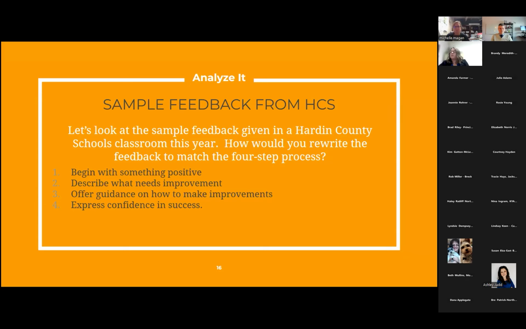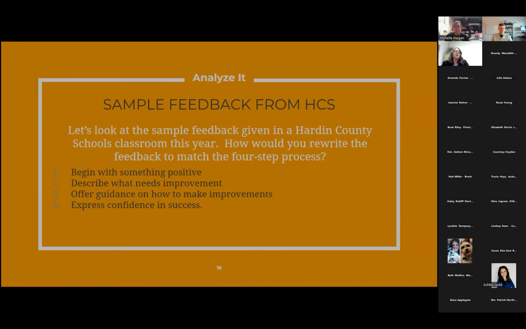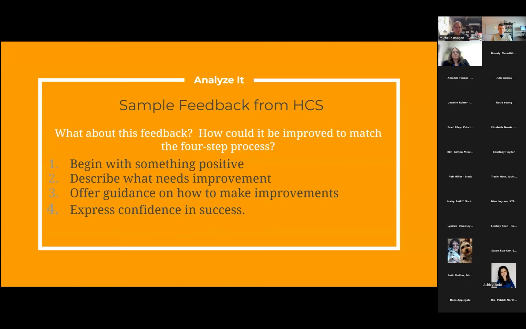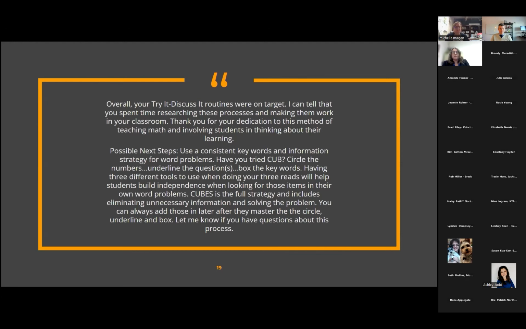So one of the things, like I said, we do with assistant principals specifically in our district, but also with the principals on occasion, is we analyze their feedback. So we print those statements that they've had and we say, does your feedback meet this criteria? Does it begin with something positive, describe what needs improvement, etc.? And then if it doesn't, how could we have rewritten this feedback in order for it to meet that criteria? So just practicing that together is what helps us get through that process.